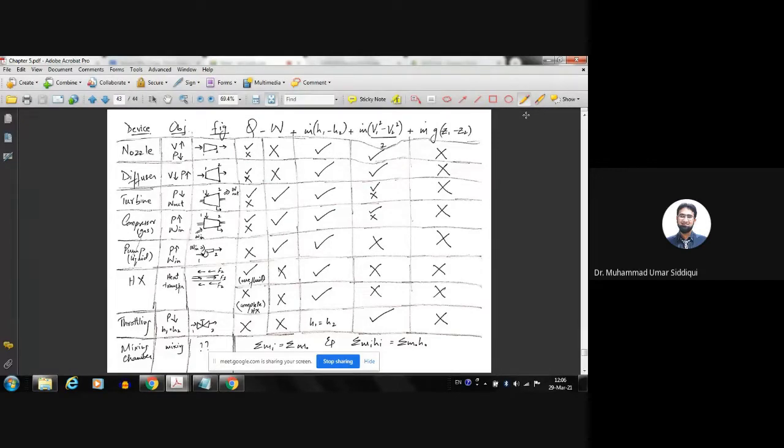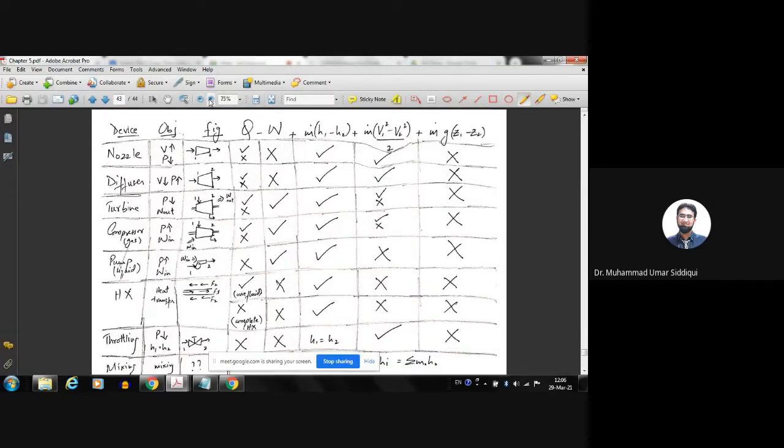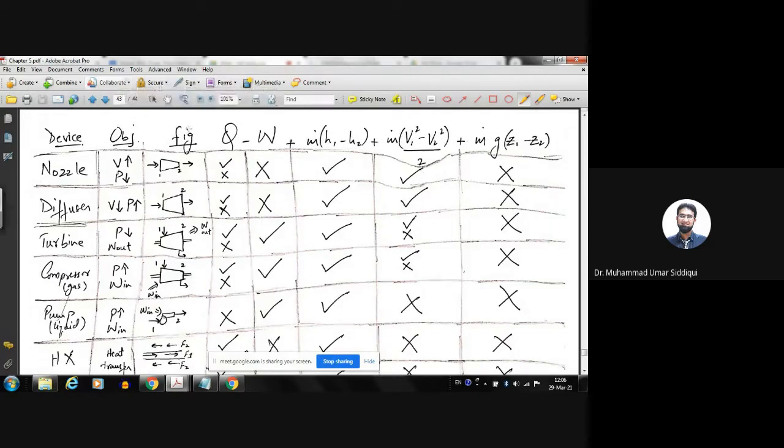First of all, just to summarize what we did before: we know that we have the first law of thermodynamics. The first law of thermodynamics states that Q minus W plus E mass in minus E mass out is equal to delta U plus delta kinetic energy plus delta potential energy.